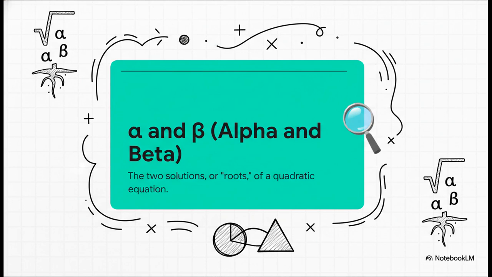First things first, let's meet our two main characters, alpha and beta. For our purposes today, you just need to know that these are the two solutions, the roots, of a quadratic equation. Pretty much everything we do from here on out is going to be built using these two.